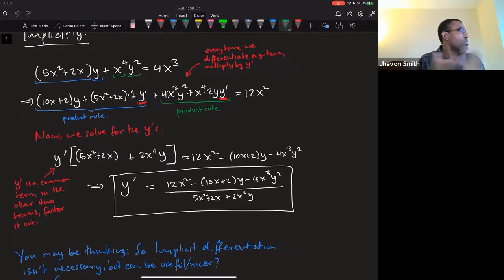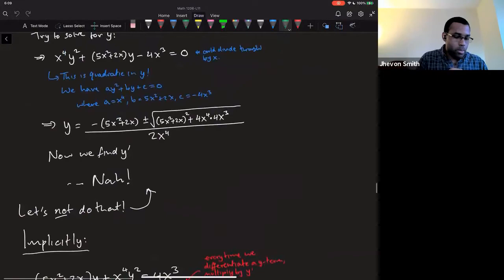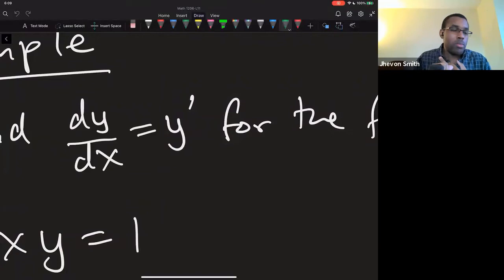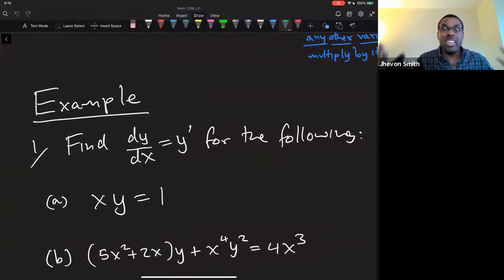So in this case, because I asked for dy dx, I know x was the independent variable and y was the dependent variable. These are the only two variables that were there, which means if I differentiate an x, I don't really have to do anything extra. If I differentiated a y though, I had to multiply by y prime, because I think of my y as an inside function. My y is really some function of x that I don't really know what it is.